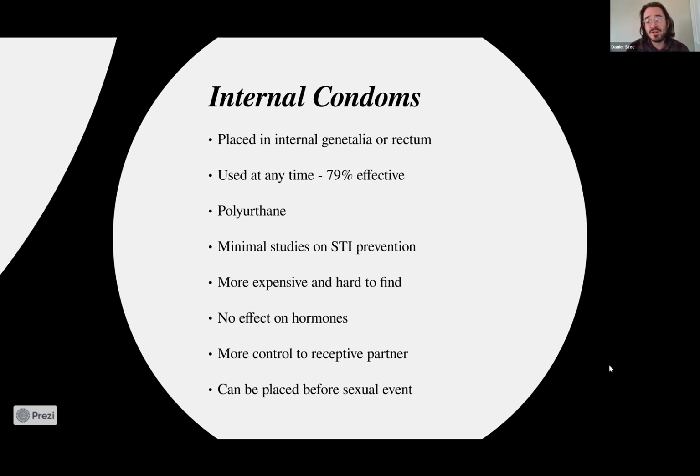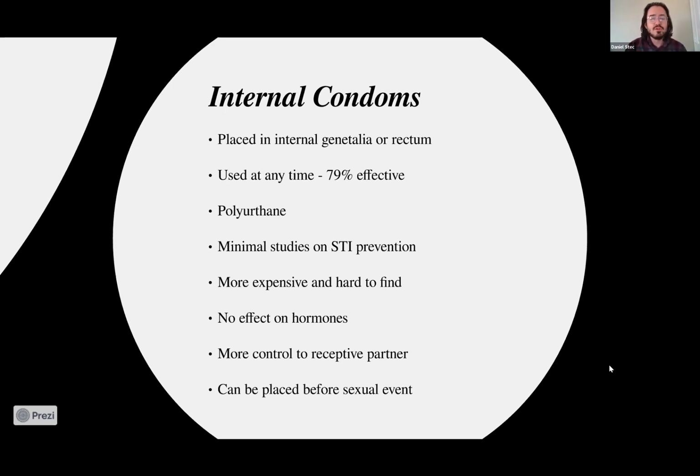There are minimal studies on STI prevention for the internal condom. So while these are a good option for pregnancy, they do offer some prevention from STI. We just don't have a lot of data on it right now. However, that being said, you never want to use an internal condom with an external condom. Because of the two materials, the friction between them can actually cause tears in either or both of the materials, therefore not making that very effective. So making sure that if someone is using an internal condom, that they're only using that and that their partner is not using an external condom in conjunction with it.